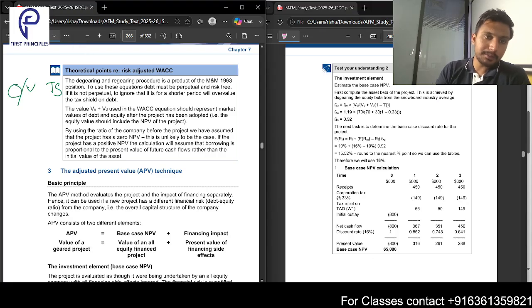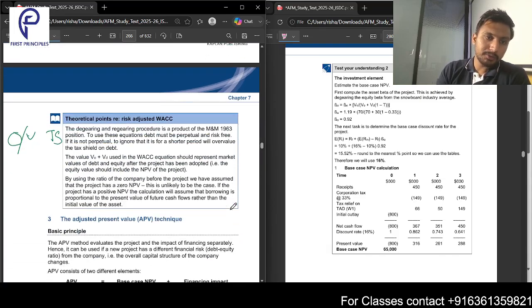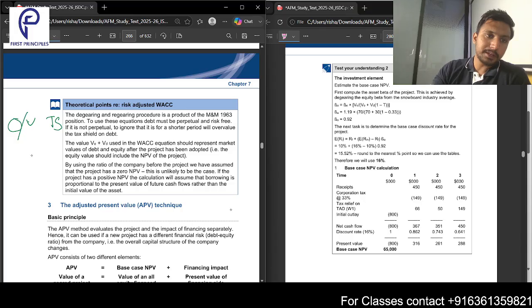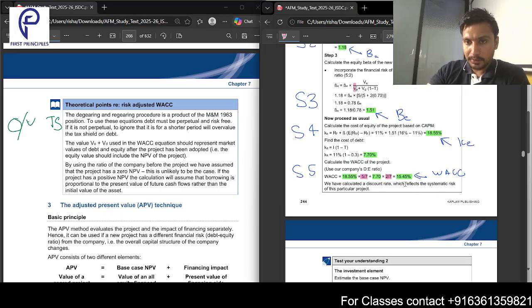There are two things happening. First thing is, again, our tax shield is overvalued. Second, along with the issue cost being ignored, when we calculate the WACC, in the denominator, we have this formula, VE plus VD. This is used in the WACC equation. As we can see, we had just done the WACC equation over here, right? VE plus VD. Even in the WACC equation, it is used. Even in the gearing, de-gearing, it is used. VE plus VD, which represents the market value after the project has been adopted, right? This is after.